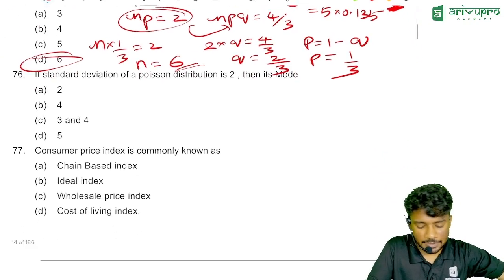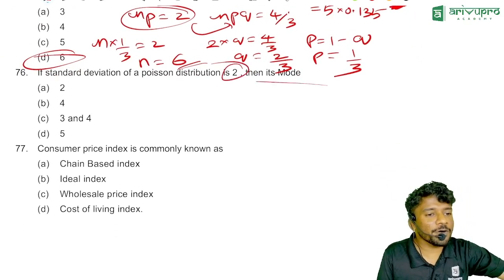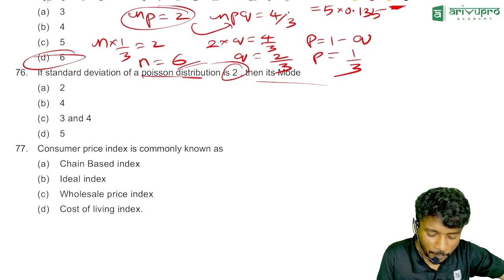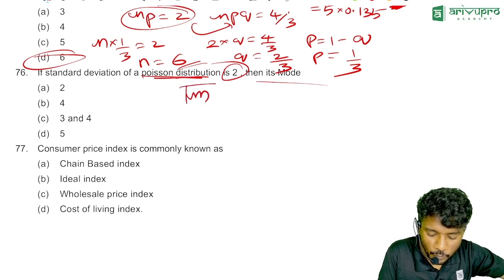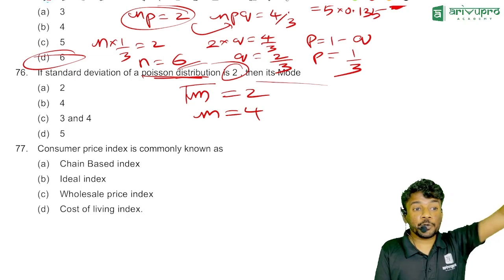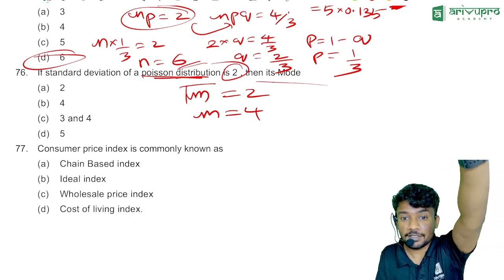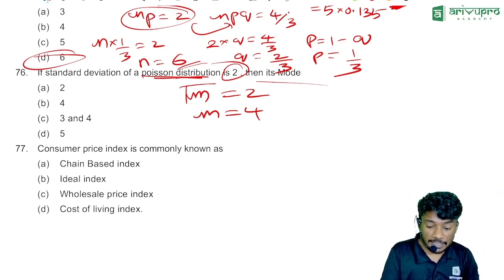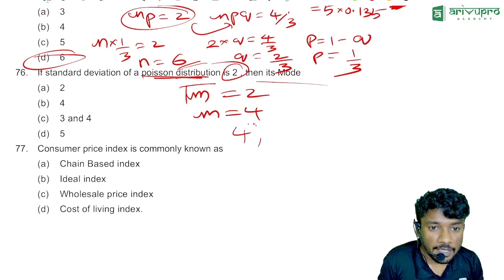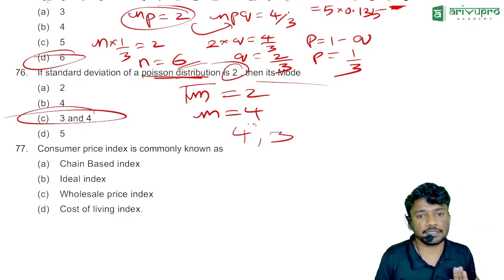Option D. Next question. The standard deviation of a Poisson distribution is 2. Then the mode is how much? How will you find it? What distribution? Poisson distribution. So, root m is equal to 2. m is equal to 4. Do you remember? If m is an integer, it is bimodal. Say then, if m is an integer, it is bimodal. What will be the modes? 4 and 4 minus 1, that is 3. Option C is the answer. Yes.